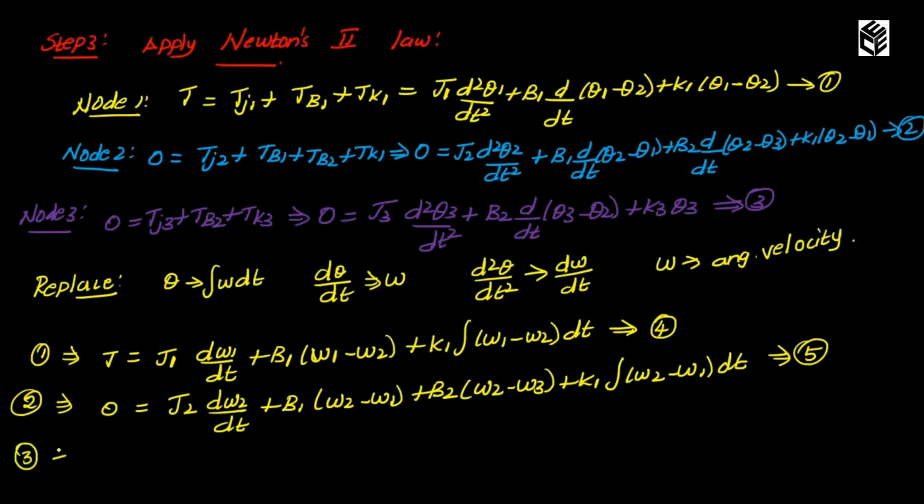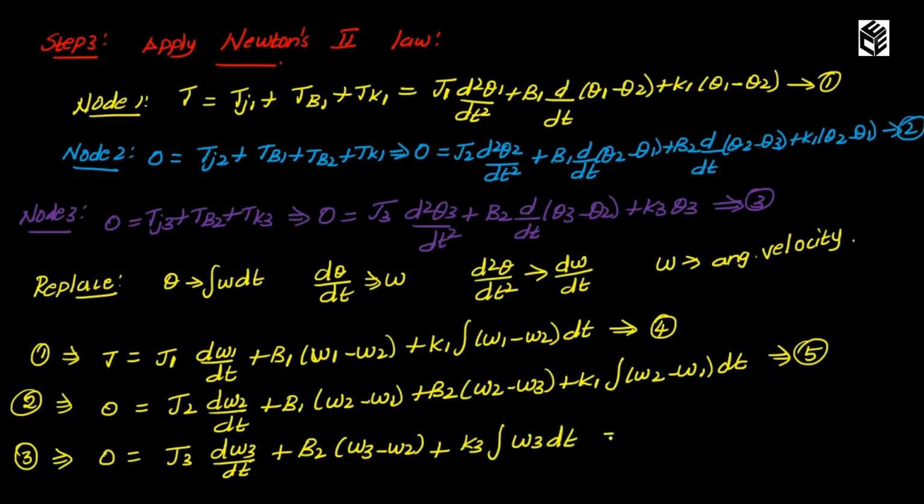Similarly, my third equation becomes 0 is equal to J3 into d omega 3 by dt plus B2 into omega 3 minus omega 2 plus K3 into integral of omega 3 dt. I am going to take this as equation number 6. All these three equations are called differential equations, which is our first target. So our first target is obtained.